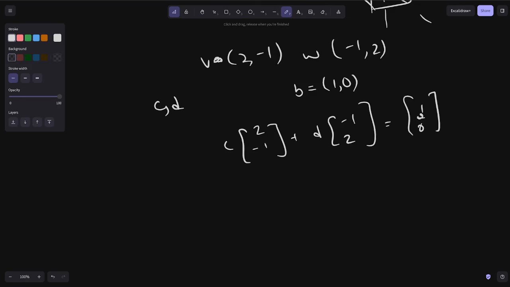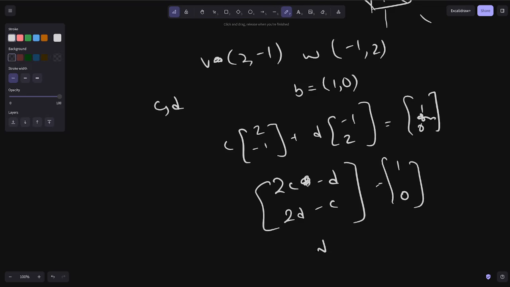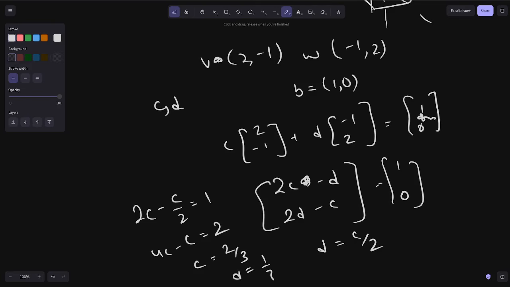So this becomes 2C minus D, and 2D minus C, is equal to 1, 0. So that becomes D is equal to C by 2. So 2C minus C by 2 is equal to 1. So 4C minus C is equal to 2. C is equal to 2 by 3. And D is equal to C by 2, so it's 1 by 3. I think this is the answer, right? So this is how you solve a similar sum like this.